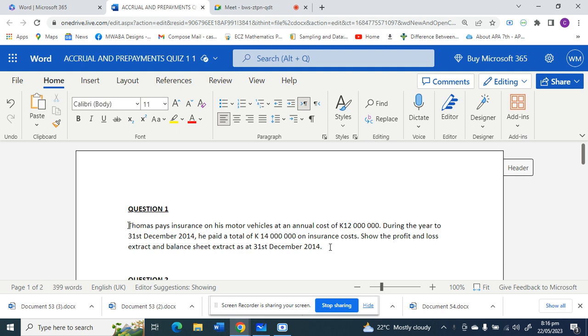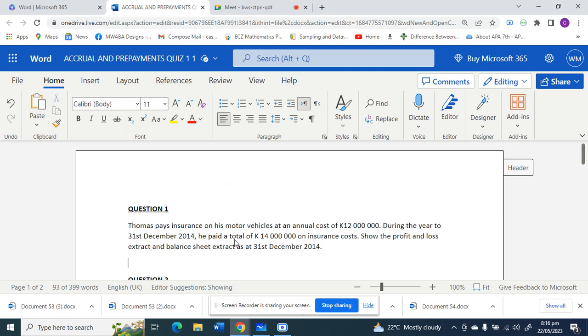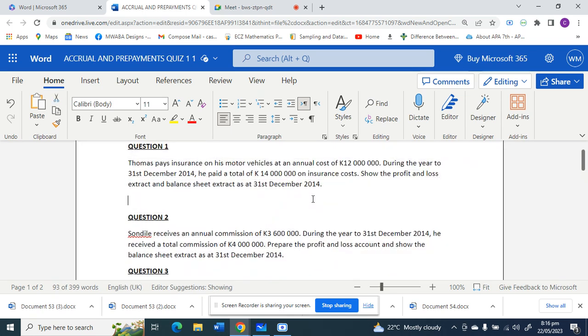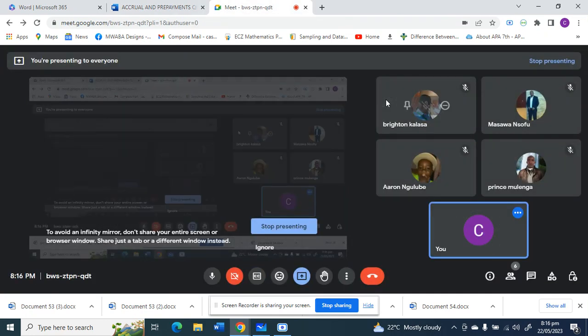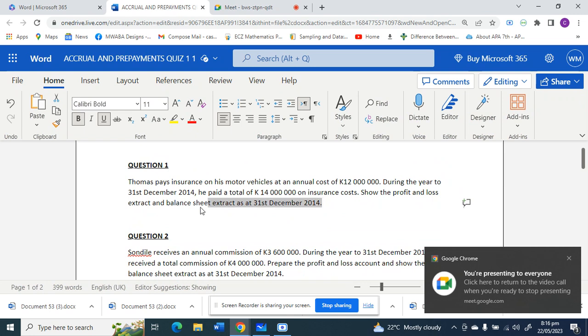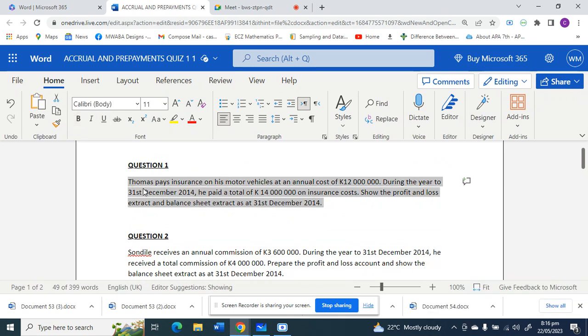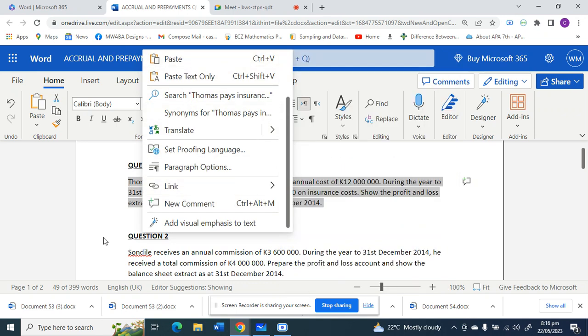Okay, so in this question here, we are dealing with prepaid expenses. A prepaid expense is one you pay for in advance, and a prepayment is considered a current asset. So in this question, we have to find out how much the prepayment is. Once we find the amount, then we make the adjustments for the prepayments.